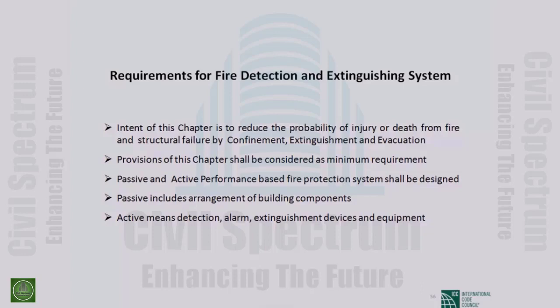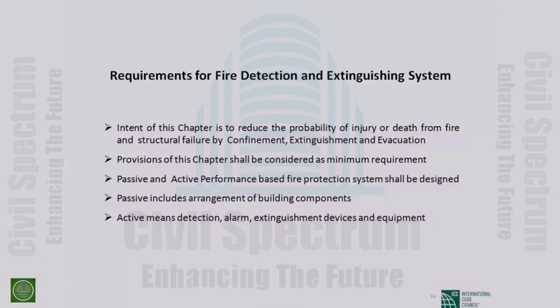This chapter is to reduce the probability of injury or death from fire, structure failure, or confinement, and to support extinguishment and evacuation. Provision of this structure shall be considered a minimum requirement, so if you like, you can give more. Passive and active performance-based fire protection shall be designed for all types of active design, but if it is a particular type, then we will give some suggestion.